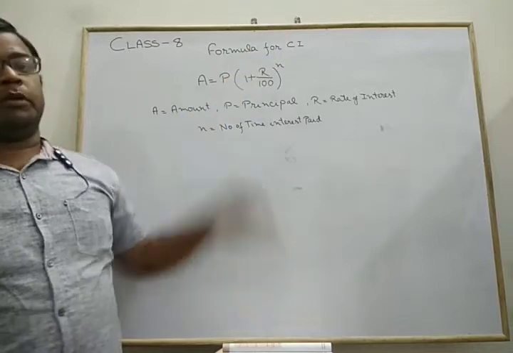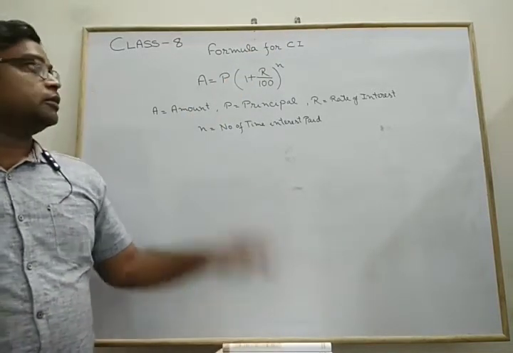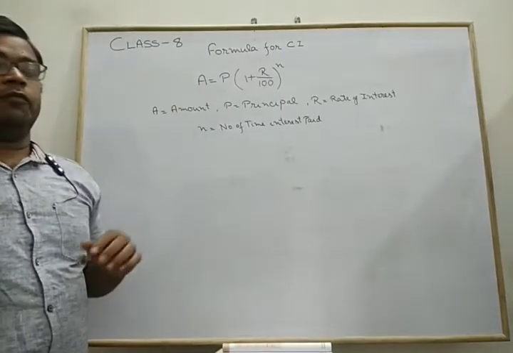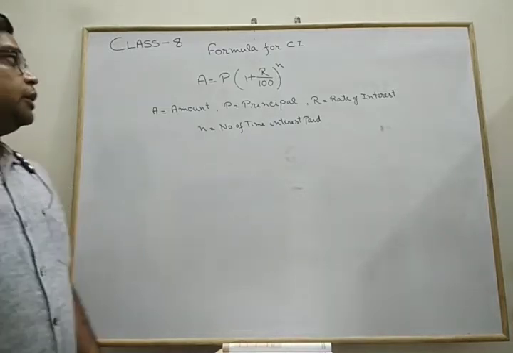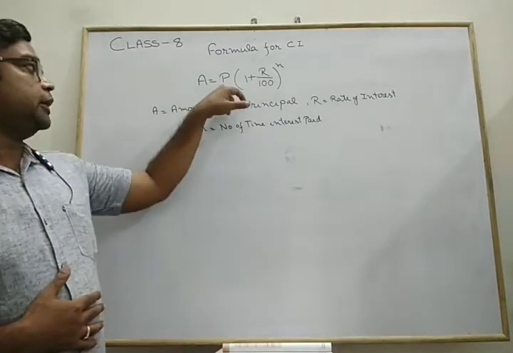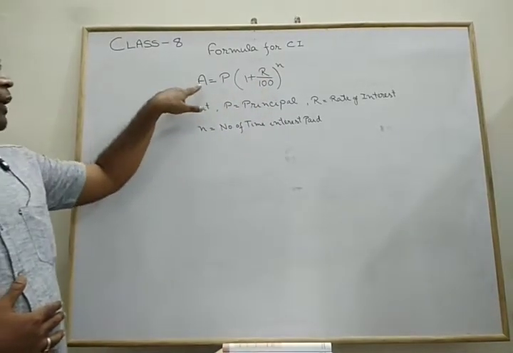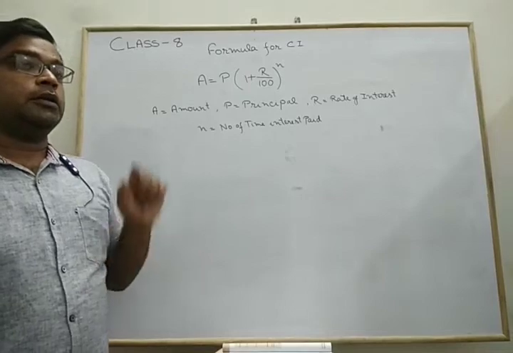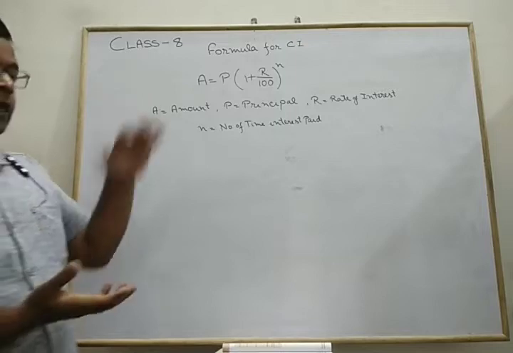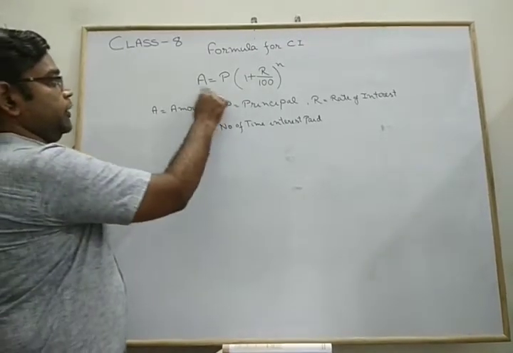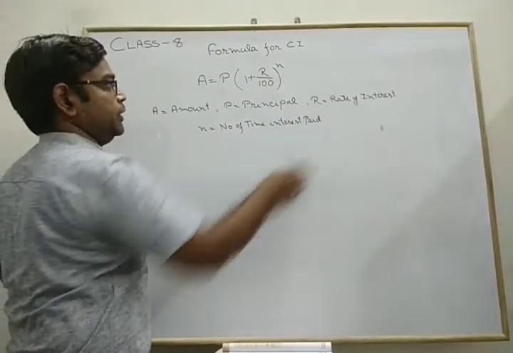Formula for compound interest. This formula says that if we are going to find the total amount of the compound interest, then we must multiply P with this term. This is the formula. We can easily calculate the total amount received at the end of the time by using this one. Here A is your amount, P is your principal, R is your rate of interest.